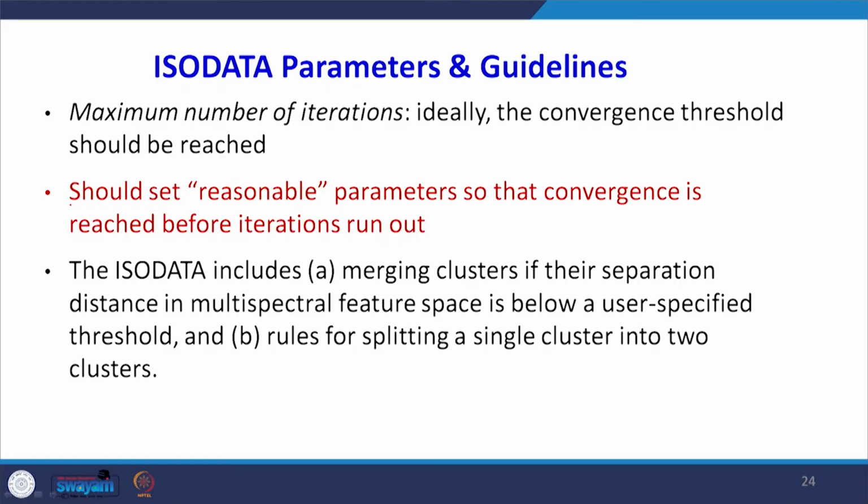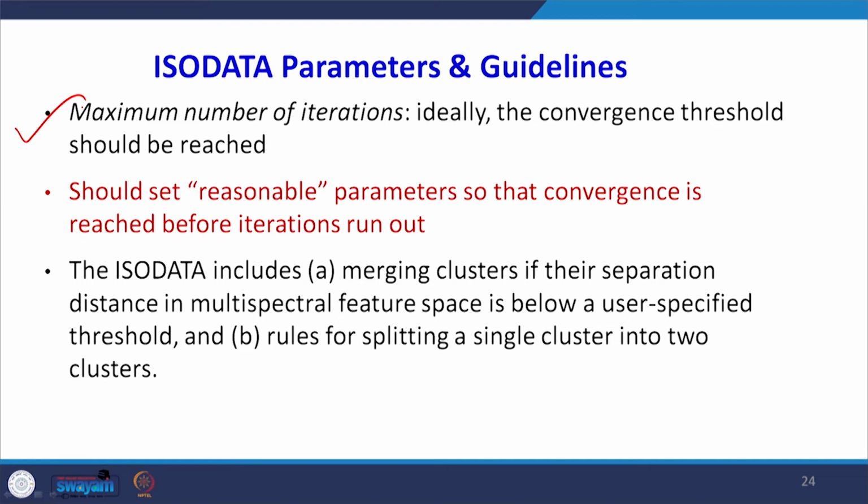If you give more iterations, then probably you are taking more computational time, but as far as the accuracy of classification of the data is concerned, you are not making any significant contribution to that. Now, in the ISODATA parameters, when we are using this technique, you have to define the maximum number of iterations. So, ideally the convergence threshold should be reached within that number of iterations. So, we have to set a reasonable value of the convergence before the iterations run out.